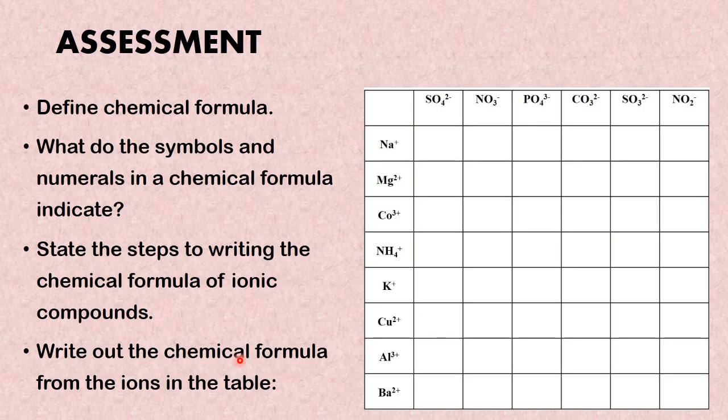The formula of an ionic compound is derived by writing the symbol of the cation before the anion. Now before we go, you need to pause this video and attempt the questions in this assessment to see how much of the lessons you have understood or learned personally.